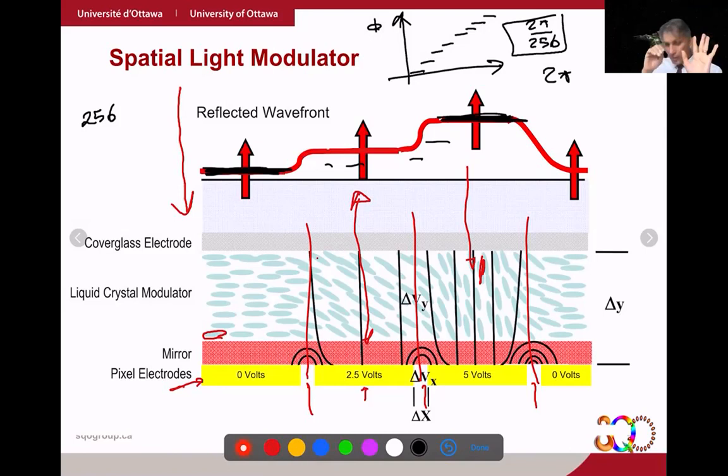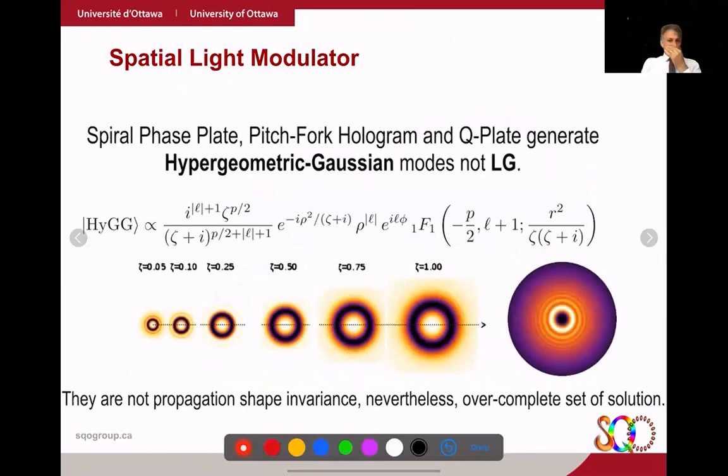They are pixelated, okay? And also the phase modulation is a step function, which is dictated by the gray level scale that you write. So if you remember, I said that if you look at the phase singularities, you can get one of those holograms, which is the pitchfork hologram. If you shine a Gaussian beam on top of this, most people said in the past that you create Laguerre Gaussian modes.